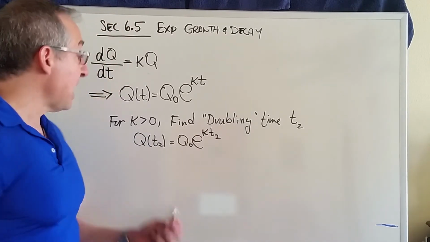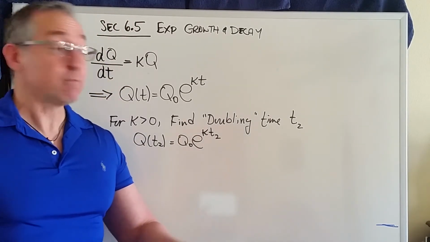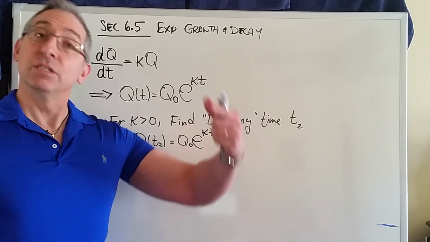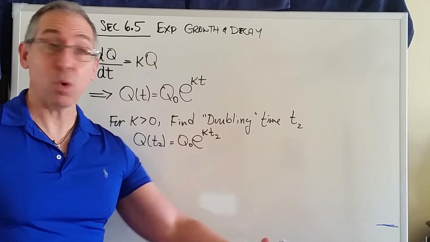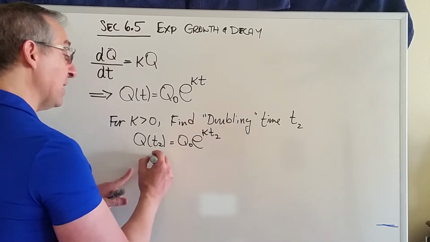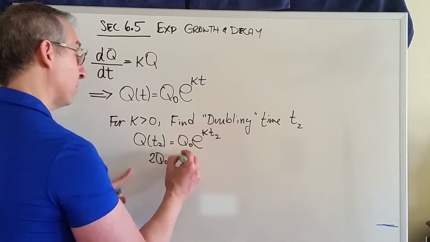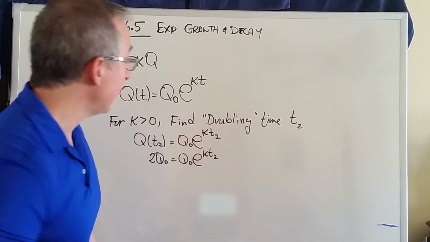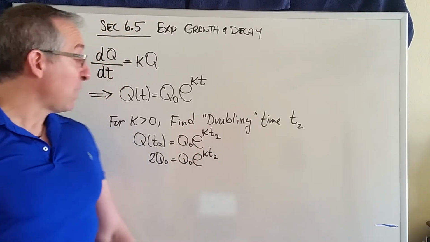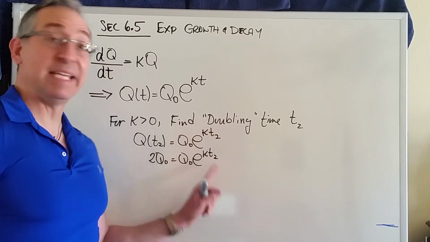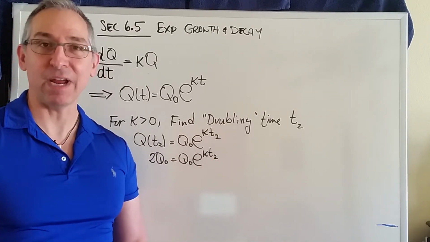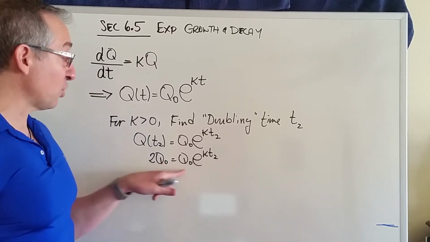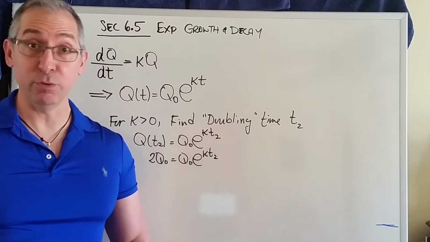Now, after that amount of time, how much of a quantity is present? Double, or twice, the initial quantity. So the left-hand side should be this. Now, here's what we want to do. We actually want to solve this equation for t sub 2, actually find it outright. So next, I'm going to divide out the initial quantity from both sides. Divide both sides by q sub 0.